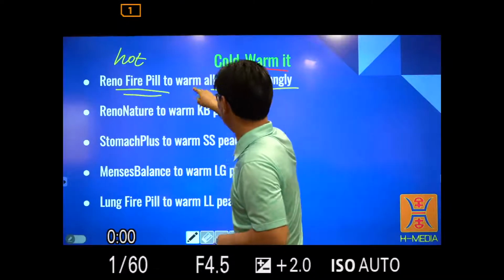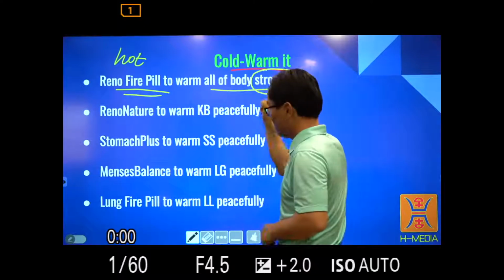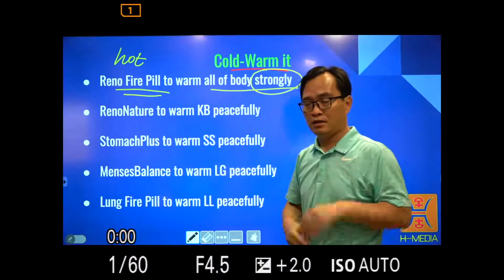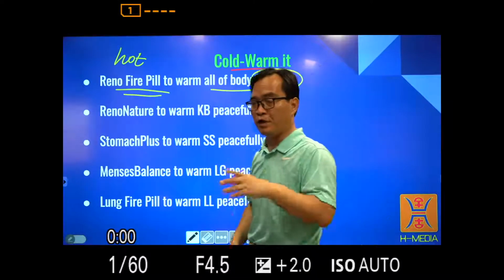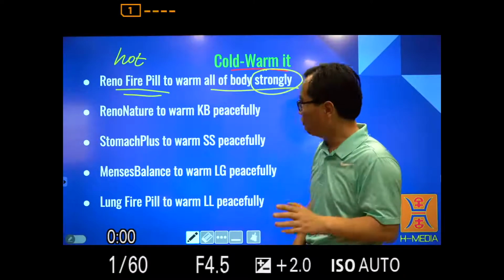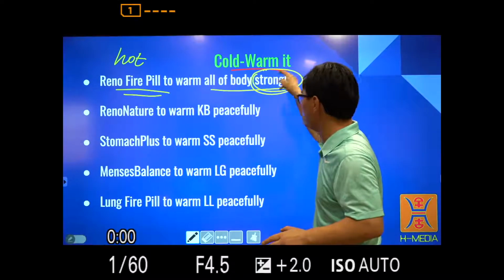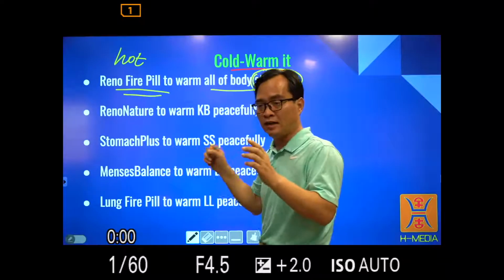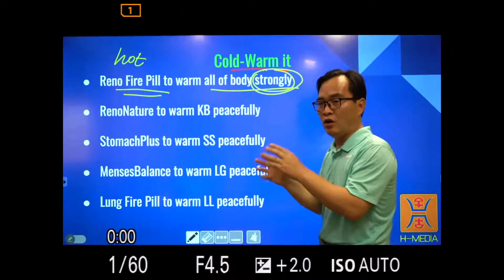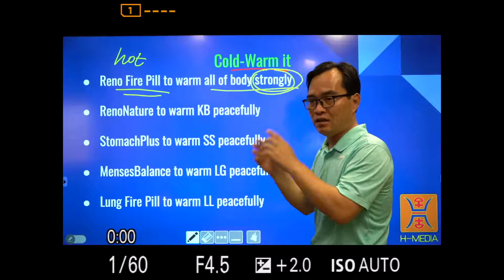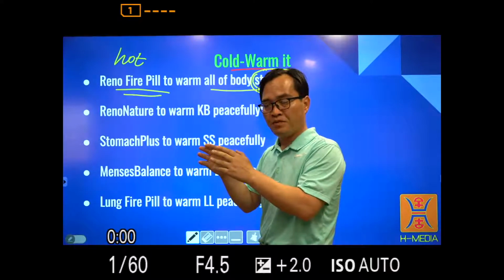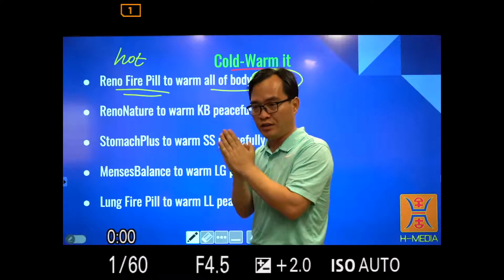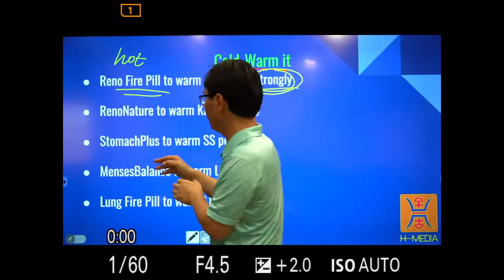Rhino Fire pill is to warm our body strongly. Strongly means this formula has strong power for warming the body because it is a hot formula. And when this formula has adjusted the cold toxin or replenished the fine energy of your body, then you should reduce the dosage of it or stop it. This is for safety.